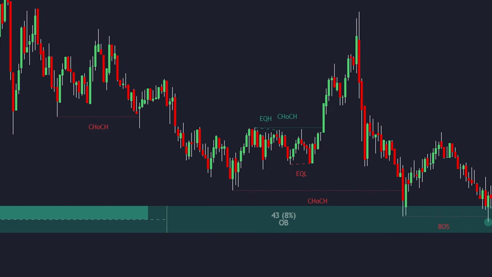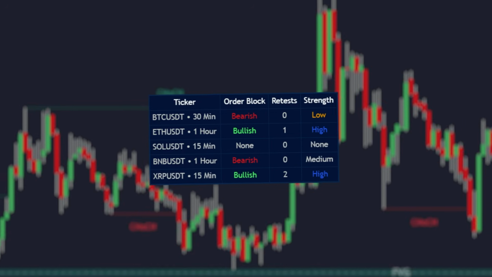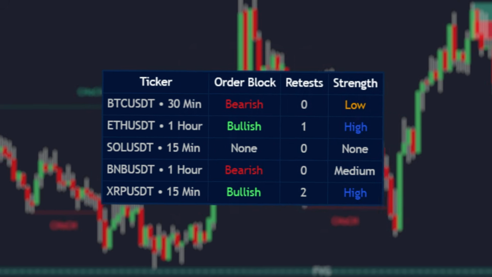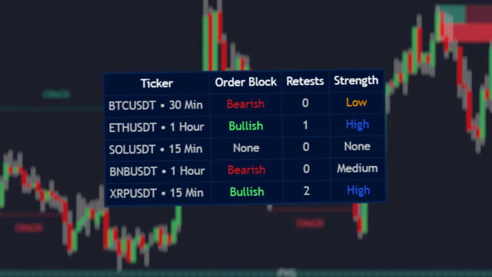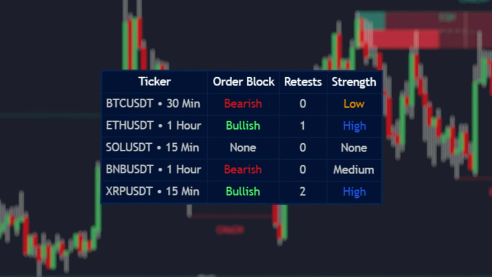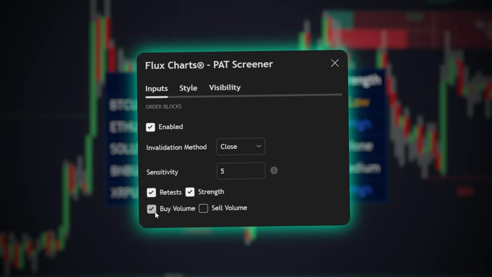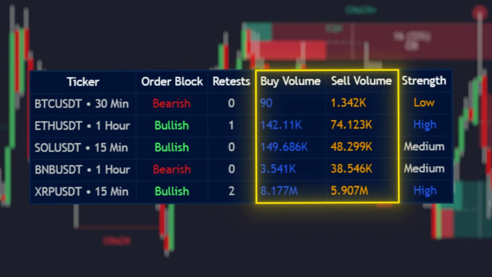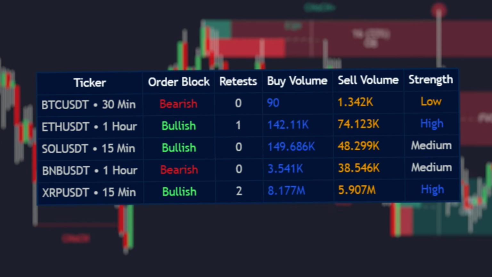You get strength readings for your zones. That's visual feedback telling you if an order block is low, medium, or high strength based on how price reacted and how much volume backed it. You get retest alerts, so you know if price came back to a zone or skipped it entirely. And you can also activate volume data into the row itself. Bullish or bearish volume displayed right in the screen, so you're not just reading labels, you're reading the pressure behind them. Now here's the cool part.